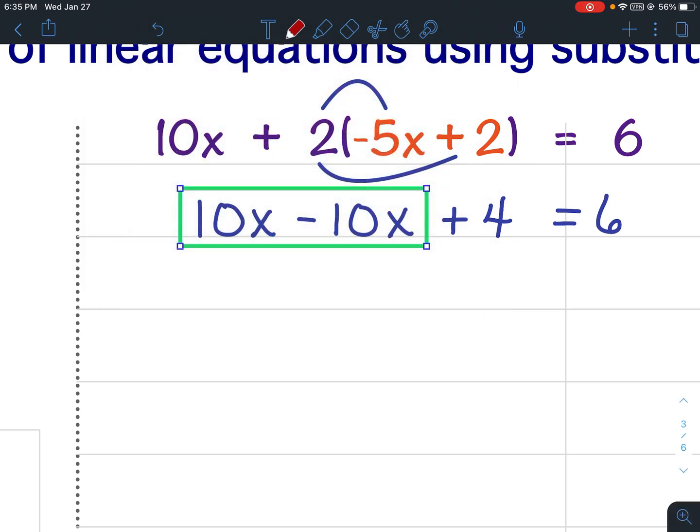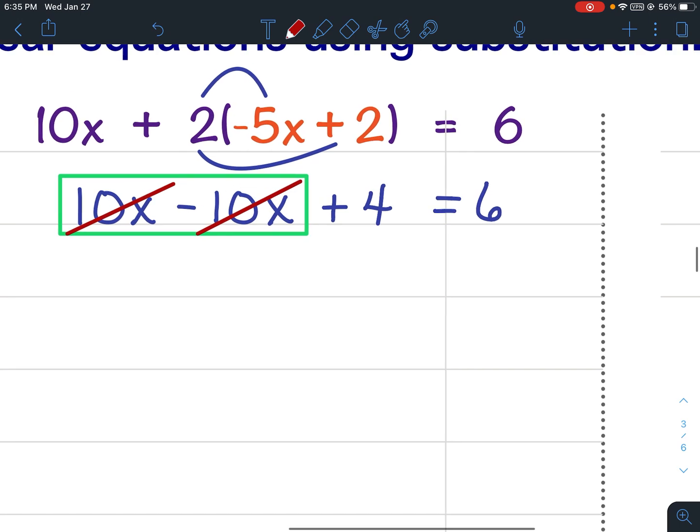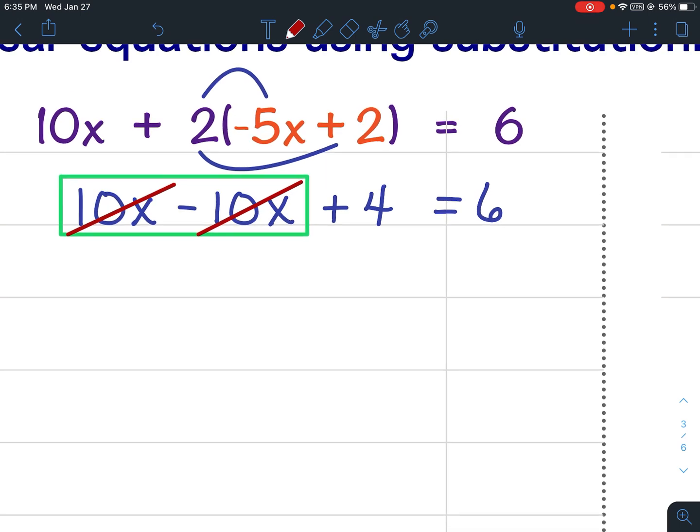Look at that. We've got 10x minus 10x. Those are opposites. What happens with opposites? They cancel. In other words, my x term goes away. I no longer have an x term. It cancels out. So the only thing I have left is I bring down this 4 and I bring down the 6.